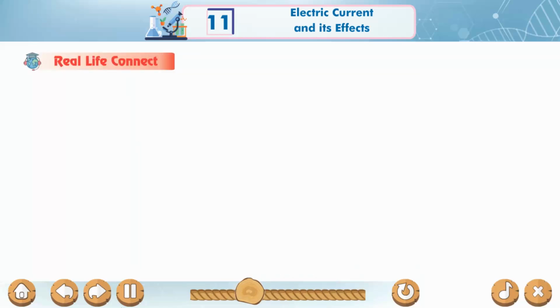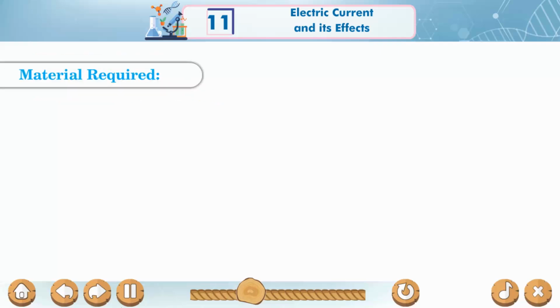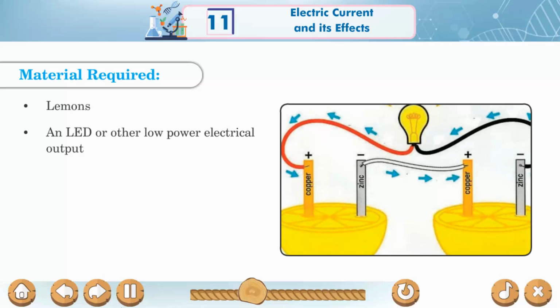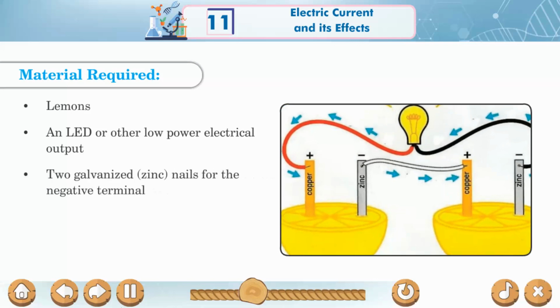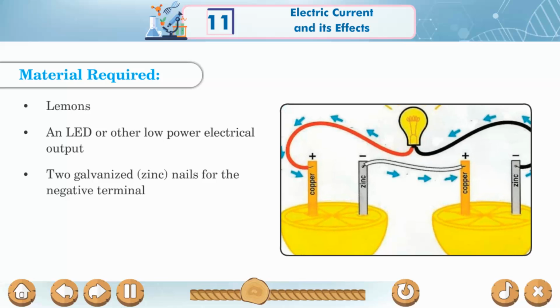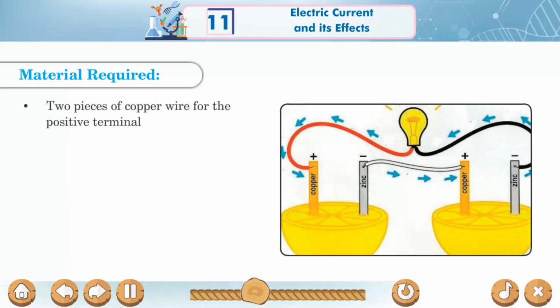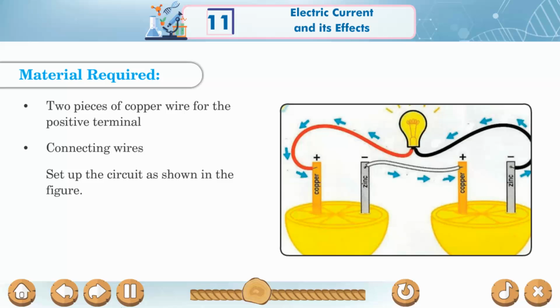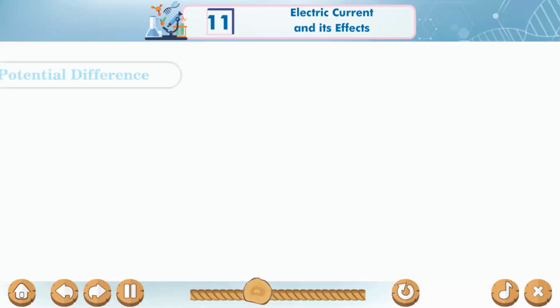Real life connect. Aim: to make a lemon battery. Material required: lemons, an LED or other low power electrical output, 2 galvanized or zinc nails for the negative terminal, 2 pieces of copper wire for the positive terminal. Connecting wires. Set up the circuit as shown in the figure.